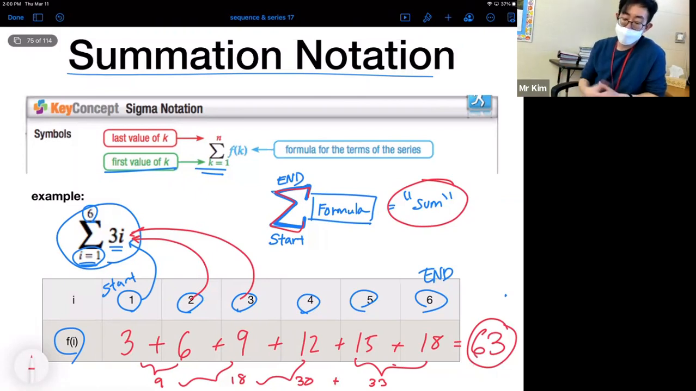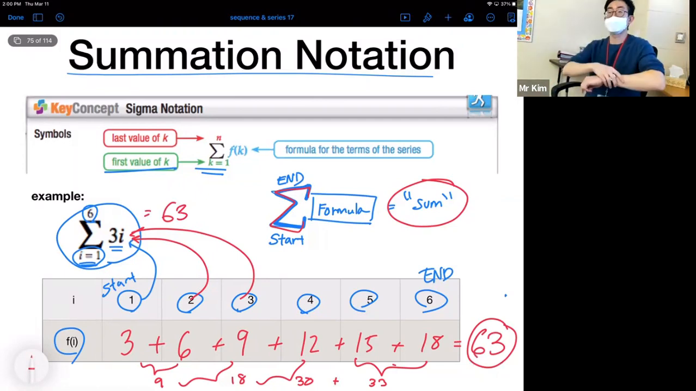So notice what I'm doing here. You're doing this quite literally by hand, okay? Obviously, you can go to your calculator and type in 3 plus 6 plus 9 plus 12 plus 15 plus 18. But at the end of the day, the answer to this should be 63. Do you guys have any questions as to how this works? Okay.